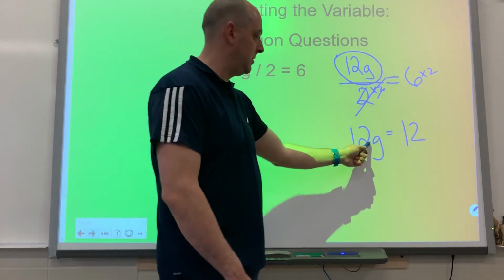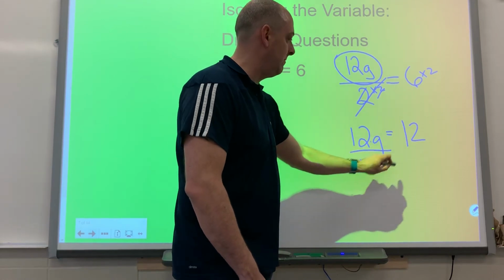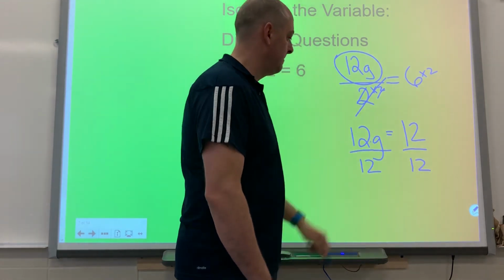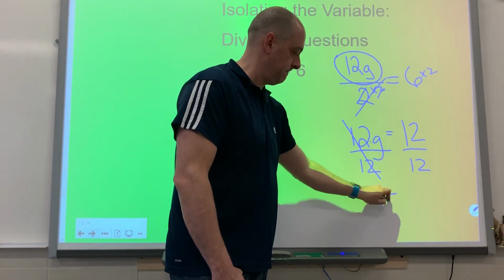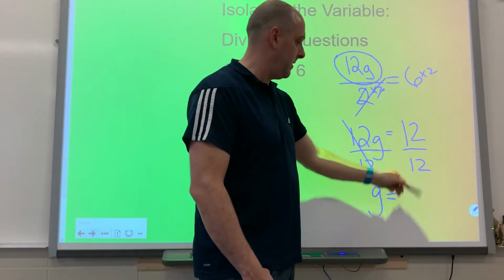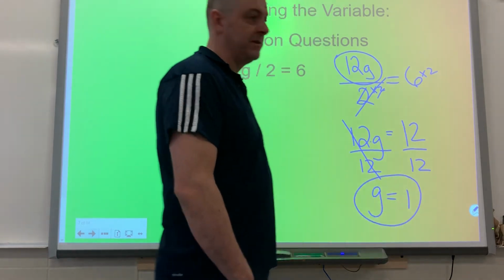So the opposite of multiplying by 12 is to divide by 12. Divide by 12 on both sides. 12 divided by 12 is 1, and 1 times g leaves us with g. On this side, 12 divided by 12 is 1. So our answer is g equals 1.